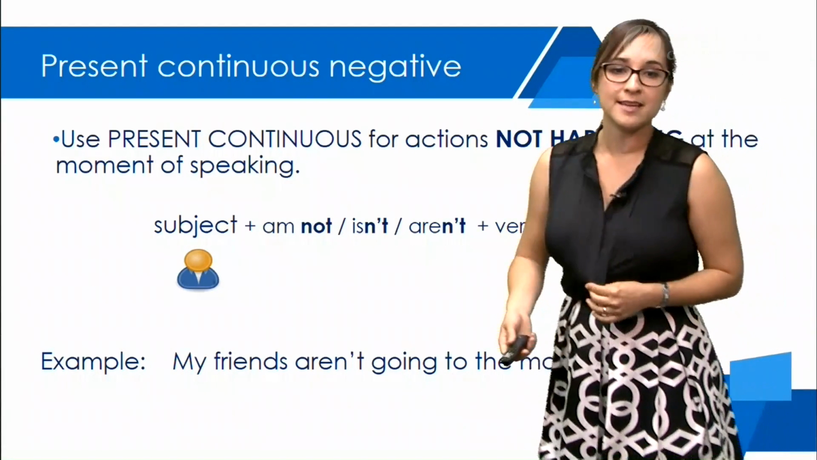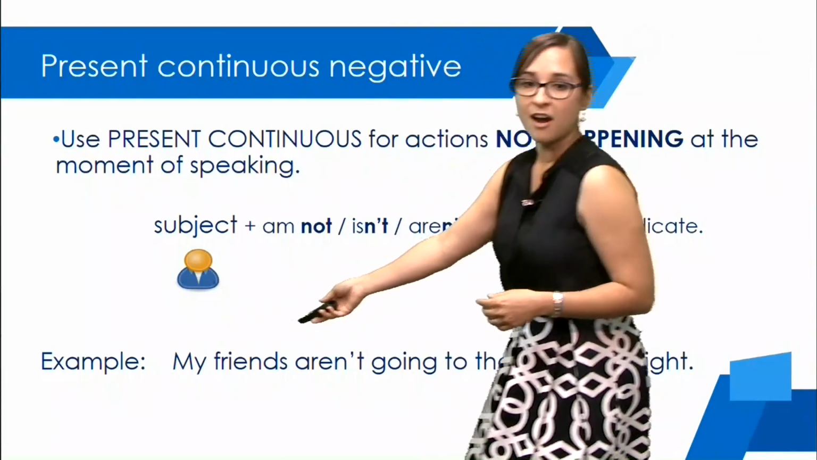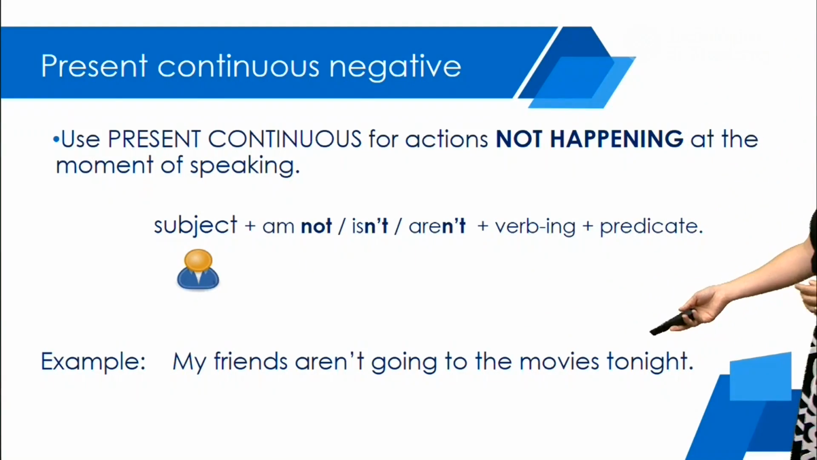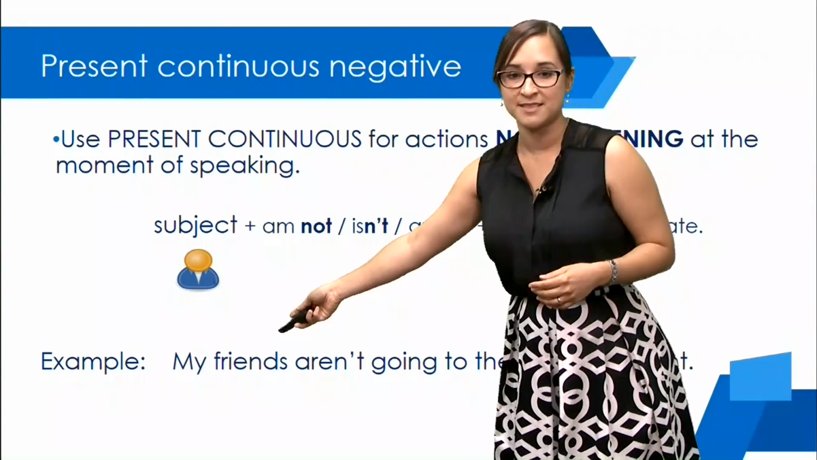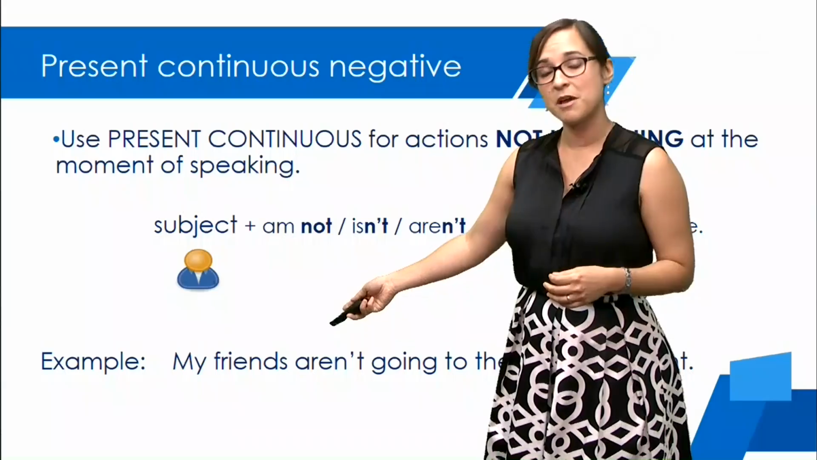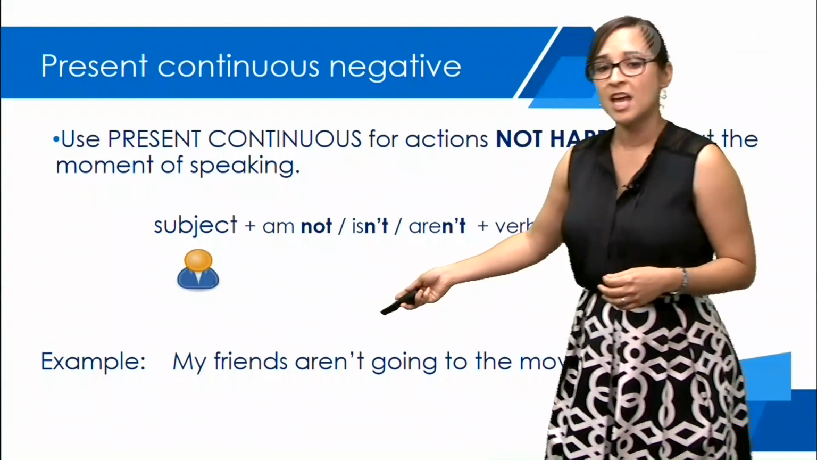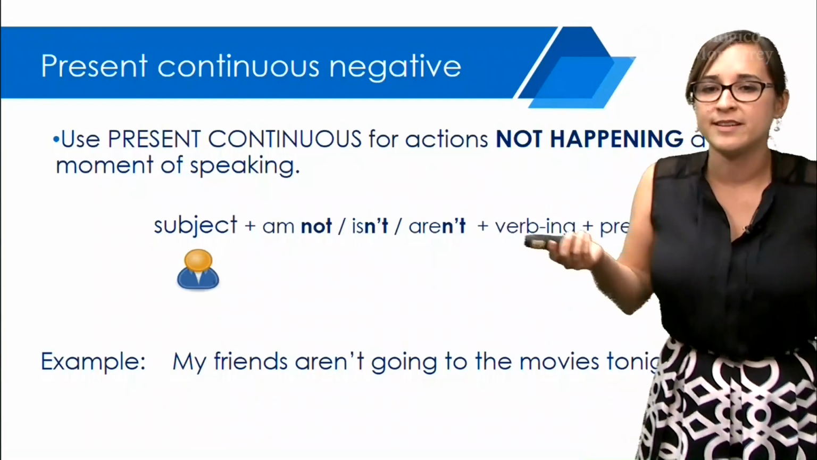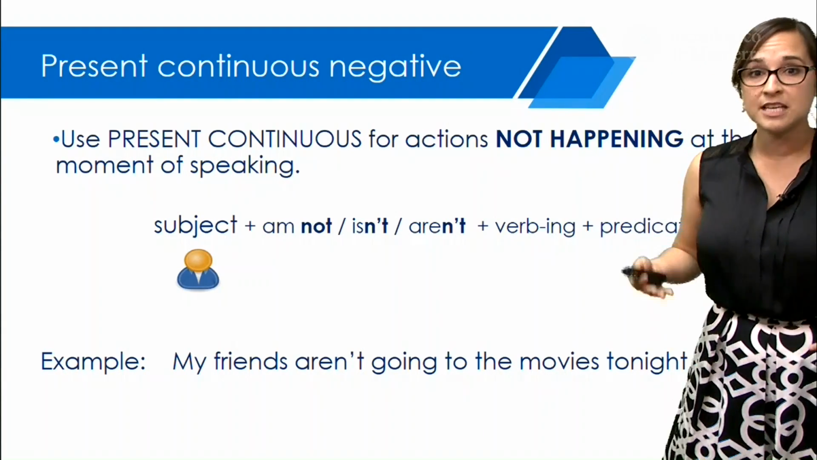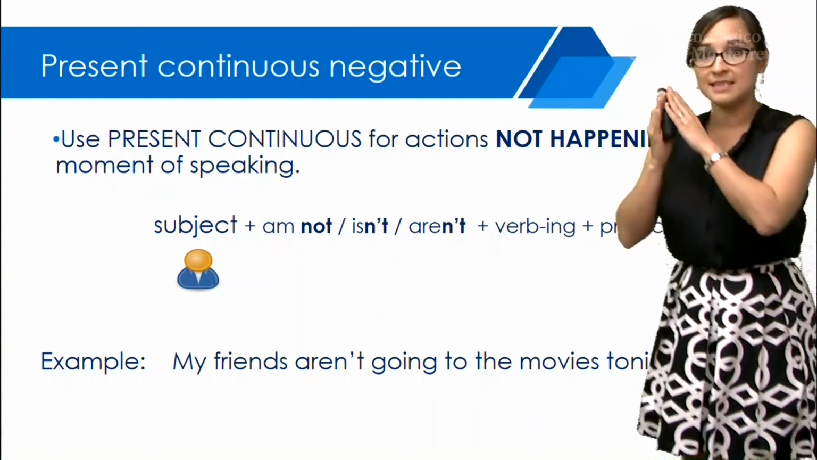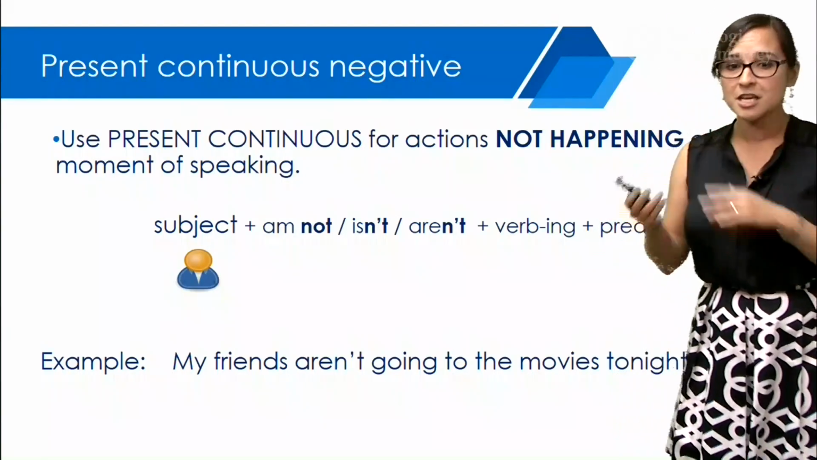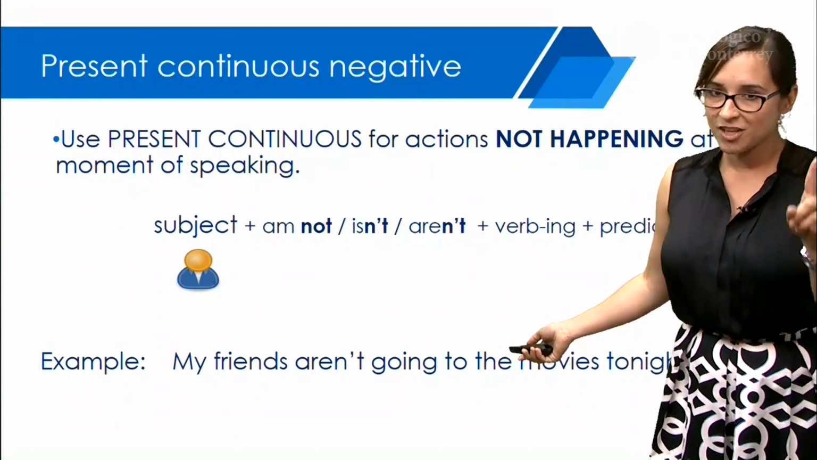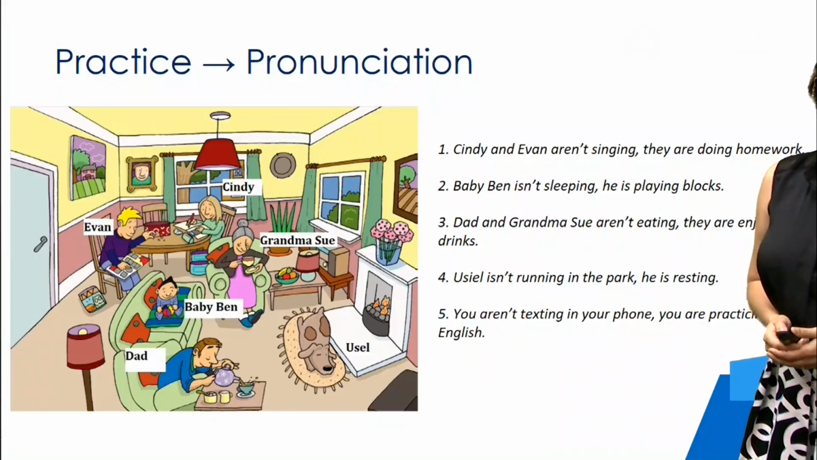And an example is, my friends aren't going to the movies tonight. So here I have my friends, that is my subject. Aren't, that is my verb in the negative form, and going, that is my verb with my ing form. Probably my friends are going to have dinner, or probably they're going to sleep early because they're tired, but they're definitely not going to the movies tonight.